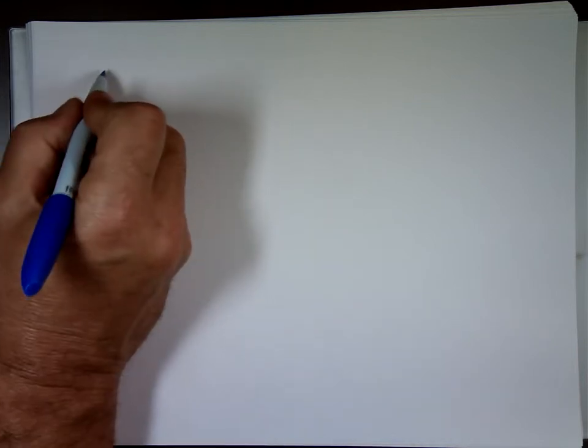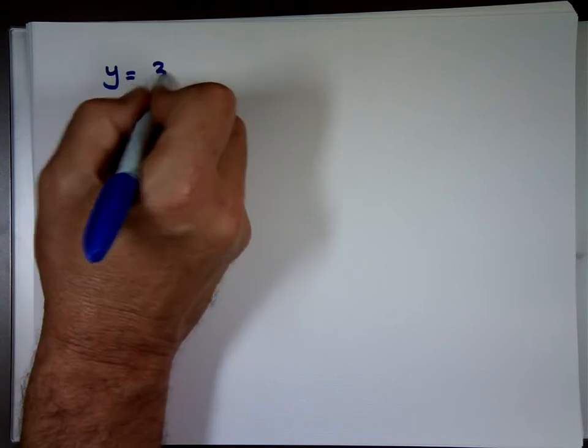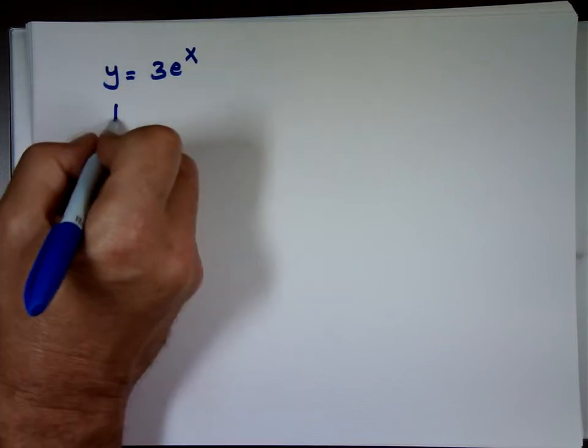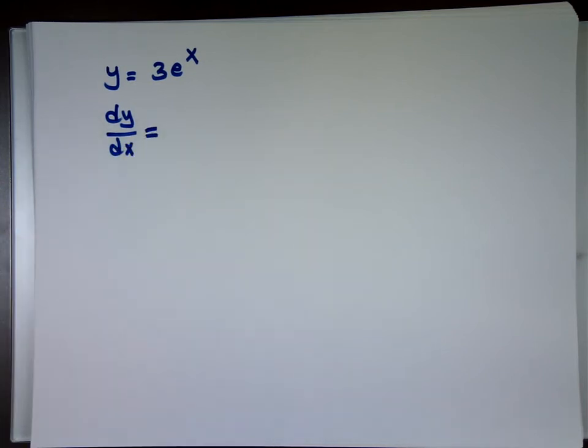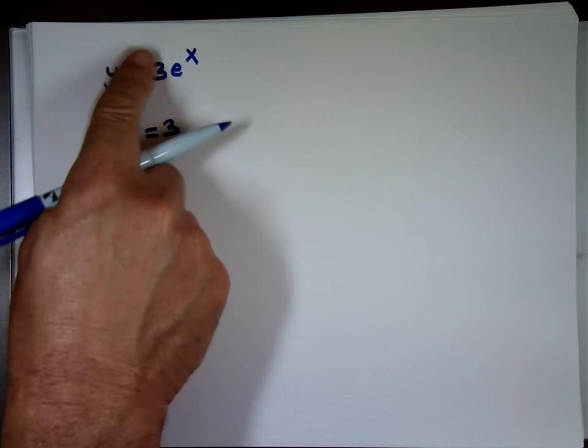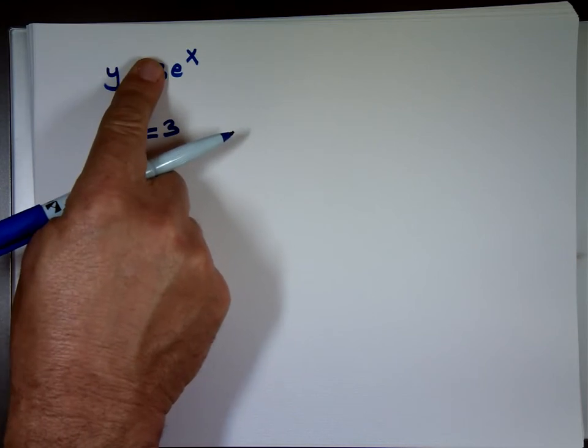Let's take a few problems. Tell me the derivative. What's the derivative of that? What is it? 3e to the x? Remember, you can take the number in the front. There's the number. What's the derivative of e to the x? Still e to the x.